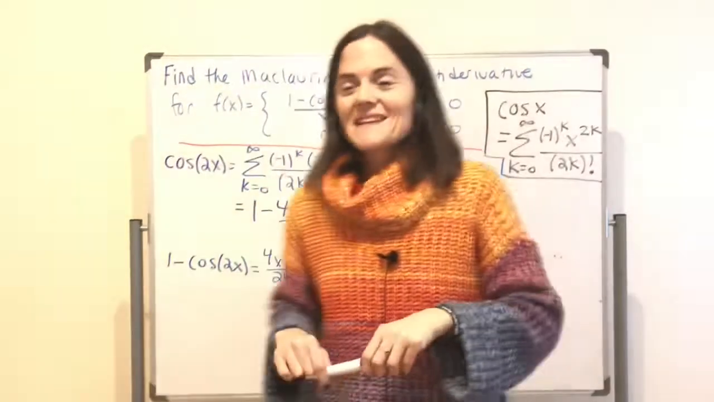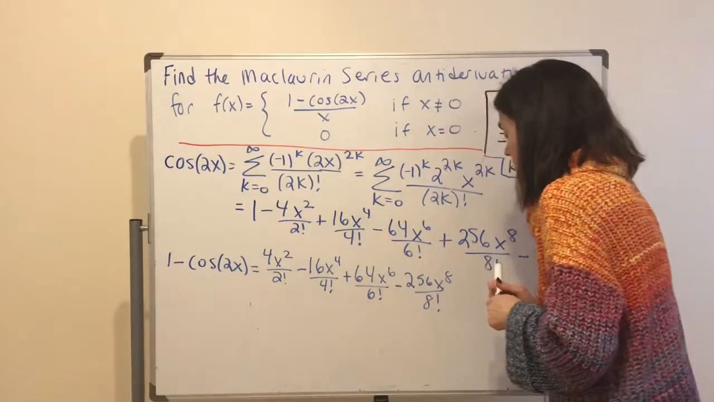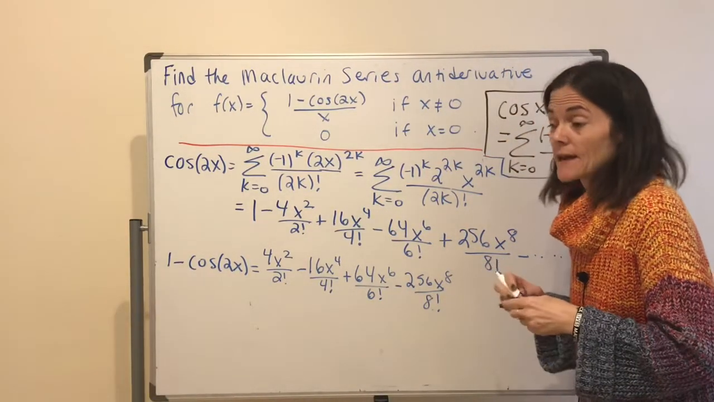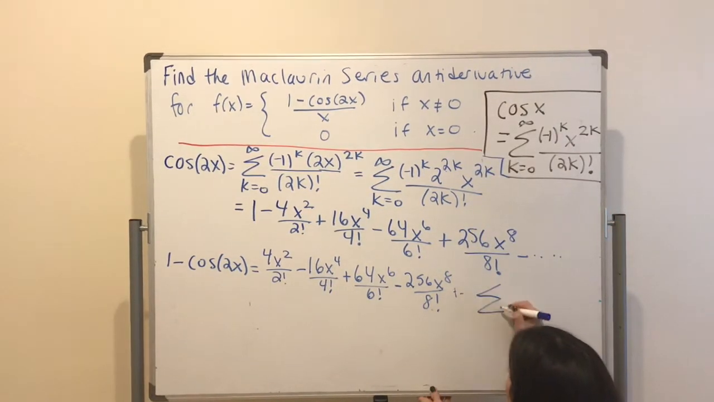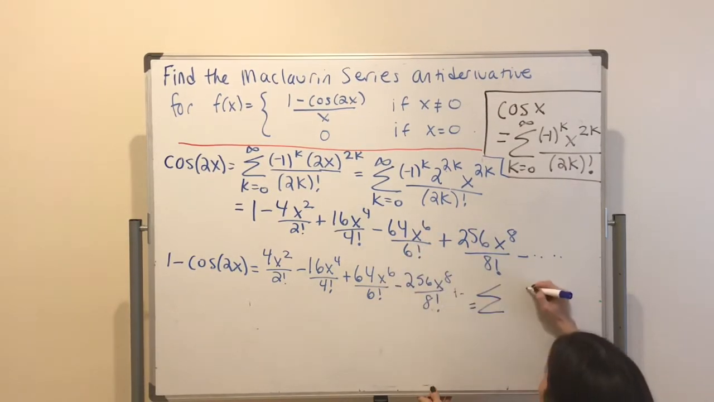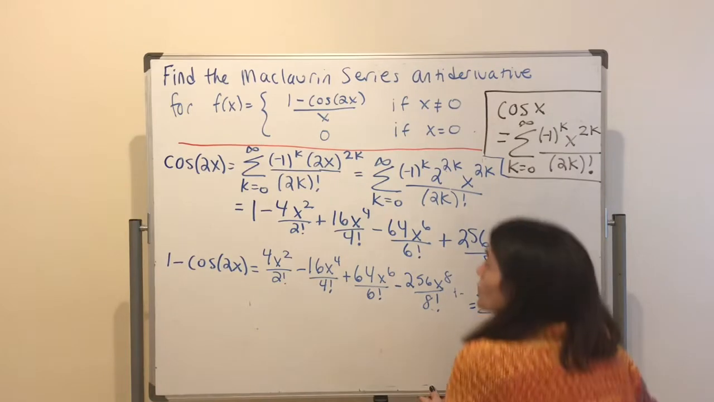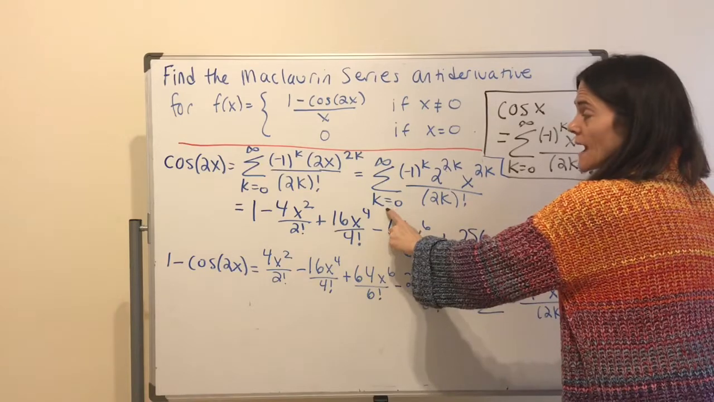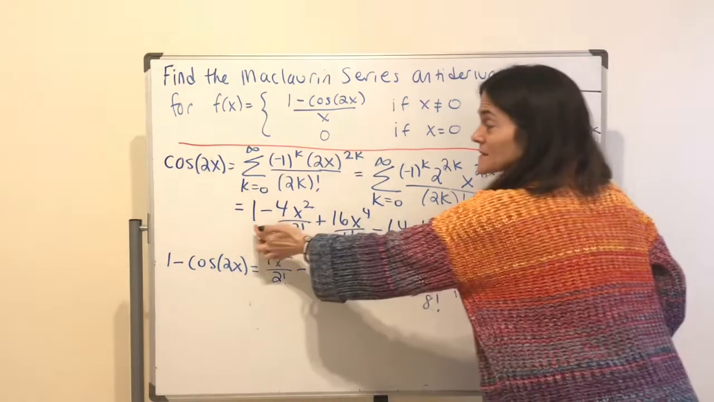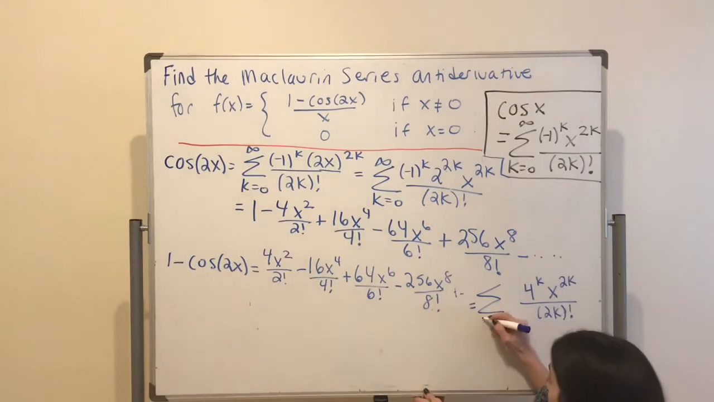Now let's write this in summation notation because I find this is going to be easier for us, especially when we get ready to integrate. In summation notation, everything looks the same. We have a 4 to the k, which was our 2 to the 2k. We have an x to the 2k. We have 2k factorial. None of that has changed. One thing has changed. No longer do we have a k equals 0 term. This was this constant 1. So our sum must start at 1.